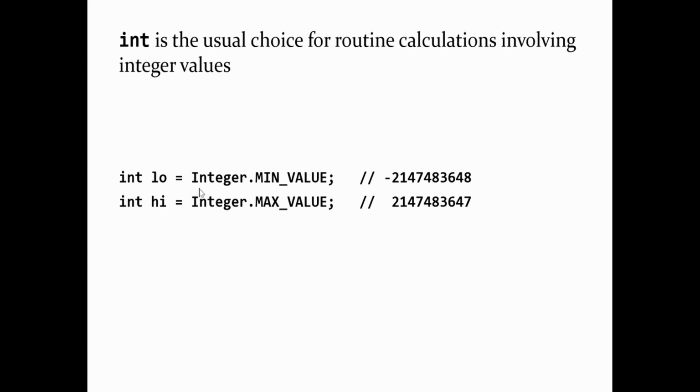So for int, your minimum and maximum values are stored in the constants Integer.MIN_VALUE and Integer.MAX_VALUE. Right? They look pretty big. So we got three, so that's millions. So about 2,147,000,000. Right? So the numbers are quite large for many purposes, but they're not large for all purposes.